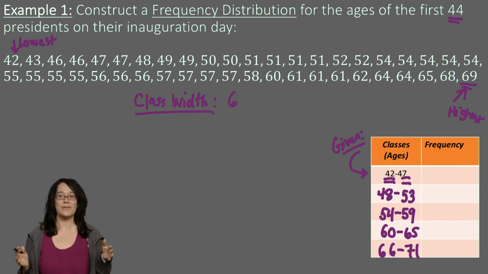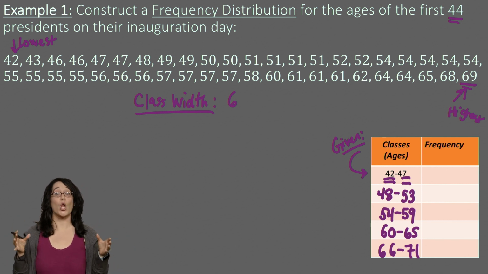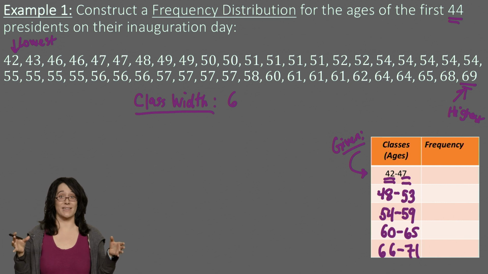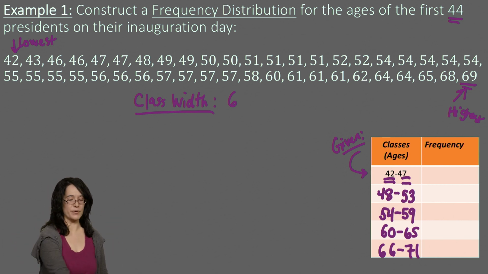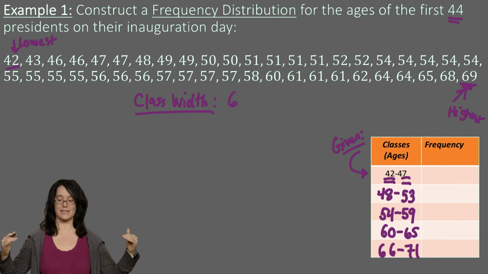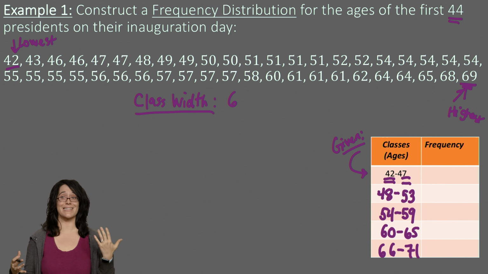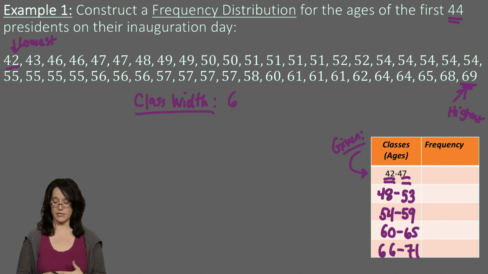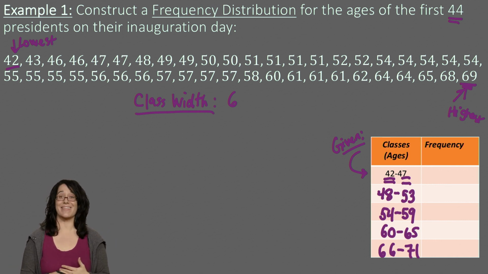Okay. Now notice here we actually went further than we needed to. The real requirement is that all of your data values are represented in one of those classes. And notice that our lowest value of 42 is definitely represented in that first class at the top. And our highest age here of the presidents when they were inaugurated is 69. And that is definitely represented in the last class. So as long as they're all represented somewhere in these classes, we are set. And of course, like I mentioned earlier, we usually want to have at least 5 classes in a frequency distribution. So once you've done that, that's the hardest part.